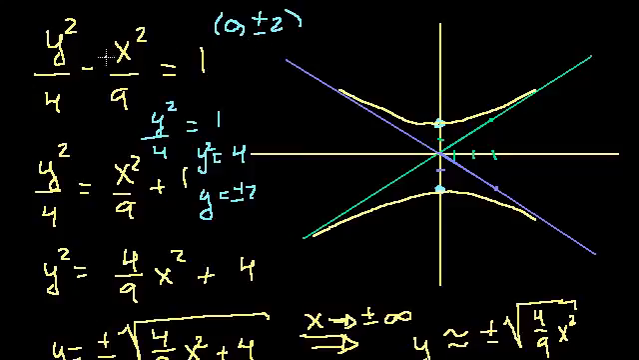And I encourage you to try what happens when y equals 0. You'll get no solution. And that makes sense because this hyperbola never crosses y equals 0, right? It never crosses the x-axis.